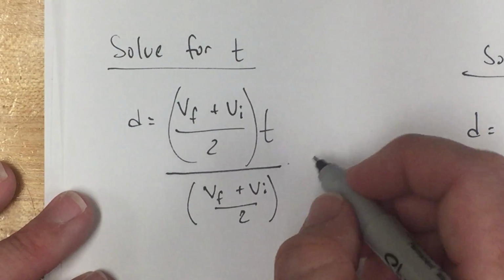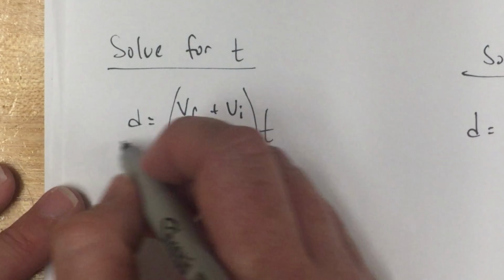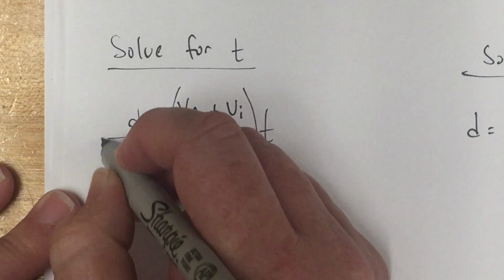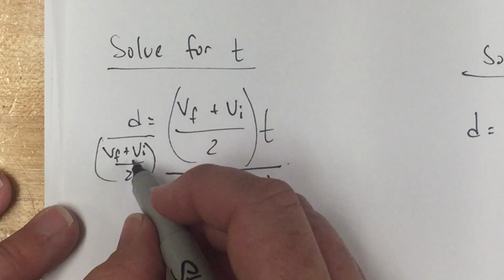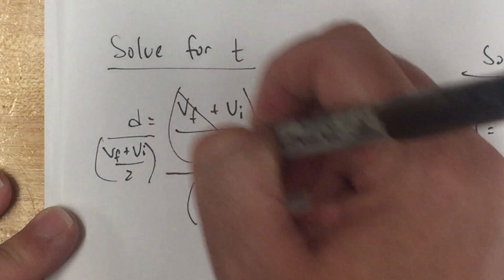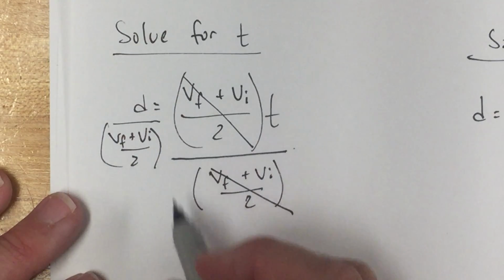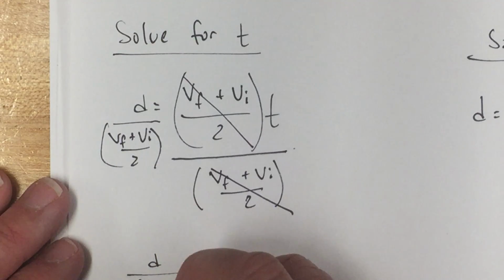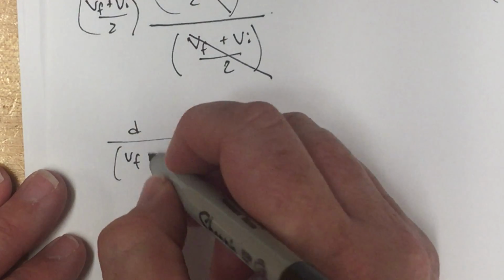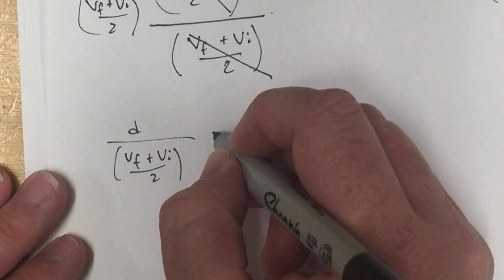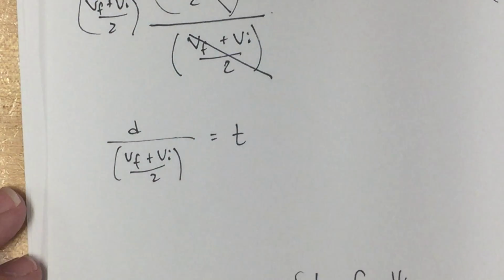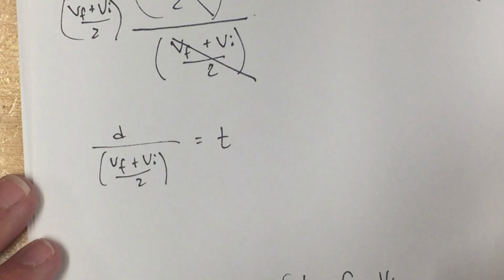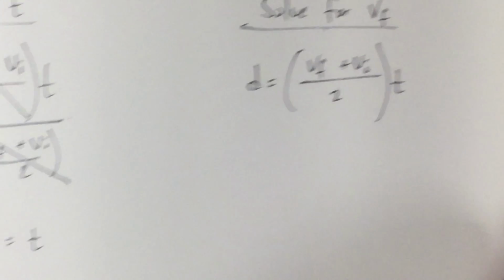Now that's messy, but when you do it, it'll just be a number. So you'll divide by vf plus vi over 2, that whole thing. You'll get that number, and you'll take d divided by that number. So it cancels it out here, and you'll have d divided by vf plus vi over 2 equals t. There's other ways of writing that and other ways of doing that. That's just one way to get there, to get what you're looking for.